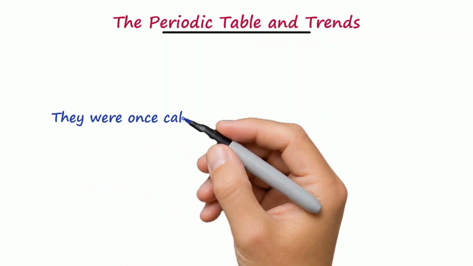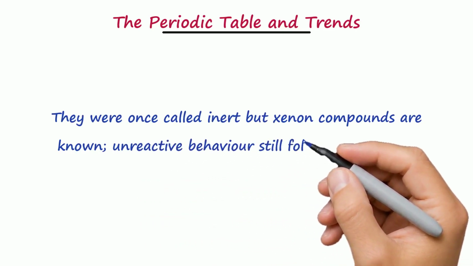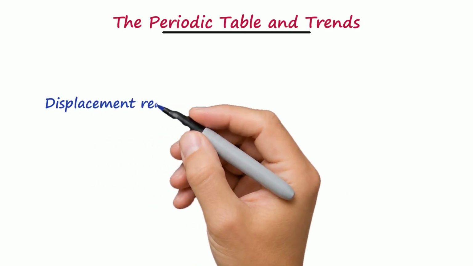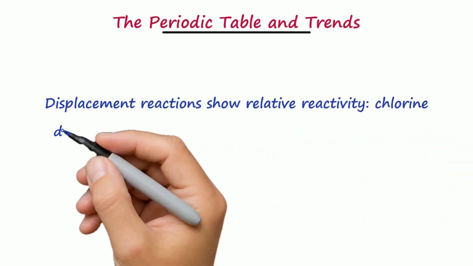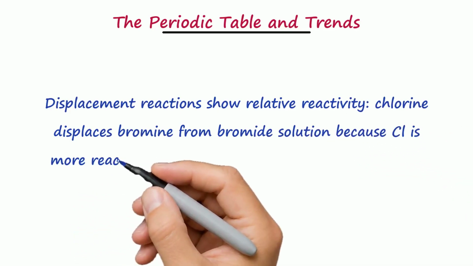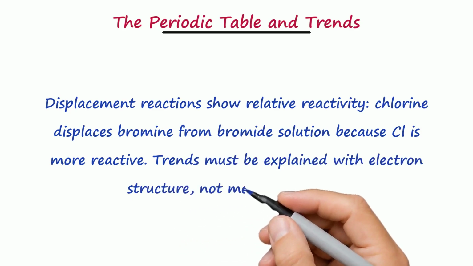They were once called inert, but xenon compounds are known. Unreactive behavior still follows from stable electron arrangements. Displacement reactions show relative reactivity. Chlorine displaces bromine from bromide solution because Cl is more reactive. Trends must be explained with electron structure, not memorized alone.